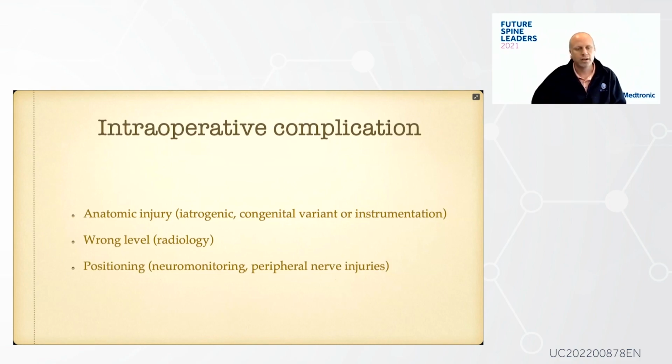Wrong level surgery: in patients who have thoracic spine surgery, sometimes we can miss exactly the proper level. So we've got to think about that. And then positioning the patient. Do we do neuromonitoring to make sure there's no peripheral nerve injury? Does a woman have large breasts that need to be positioned appropriately? Do they have a shoulder injury that requires positioning? Is there a pre-existing neck problem that requires positioning? So we want to think about different ways to avoid intraoperative complications.